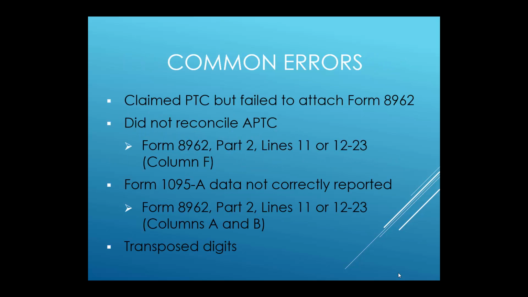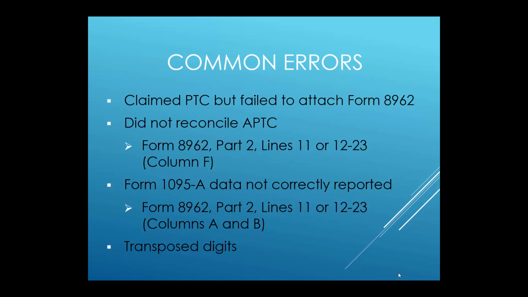According to the IRS, here are some common errors that were found in the first year dealing with the premium tax credit. Many people claimed their premium tax credit on their return, but they didn't attach Form 8962. That form needs to be attached to the 1040 if they're claiming the premium tax credit. Again, many of them didn't reconcile the premium tax credit, which is the 8962, Part 2, line 11, or lines 12 through 23 in column F.